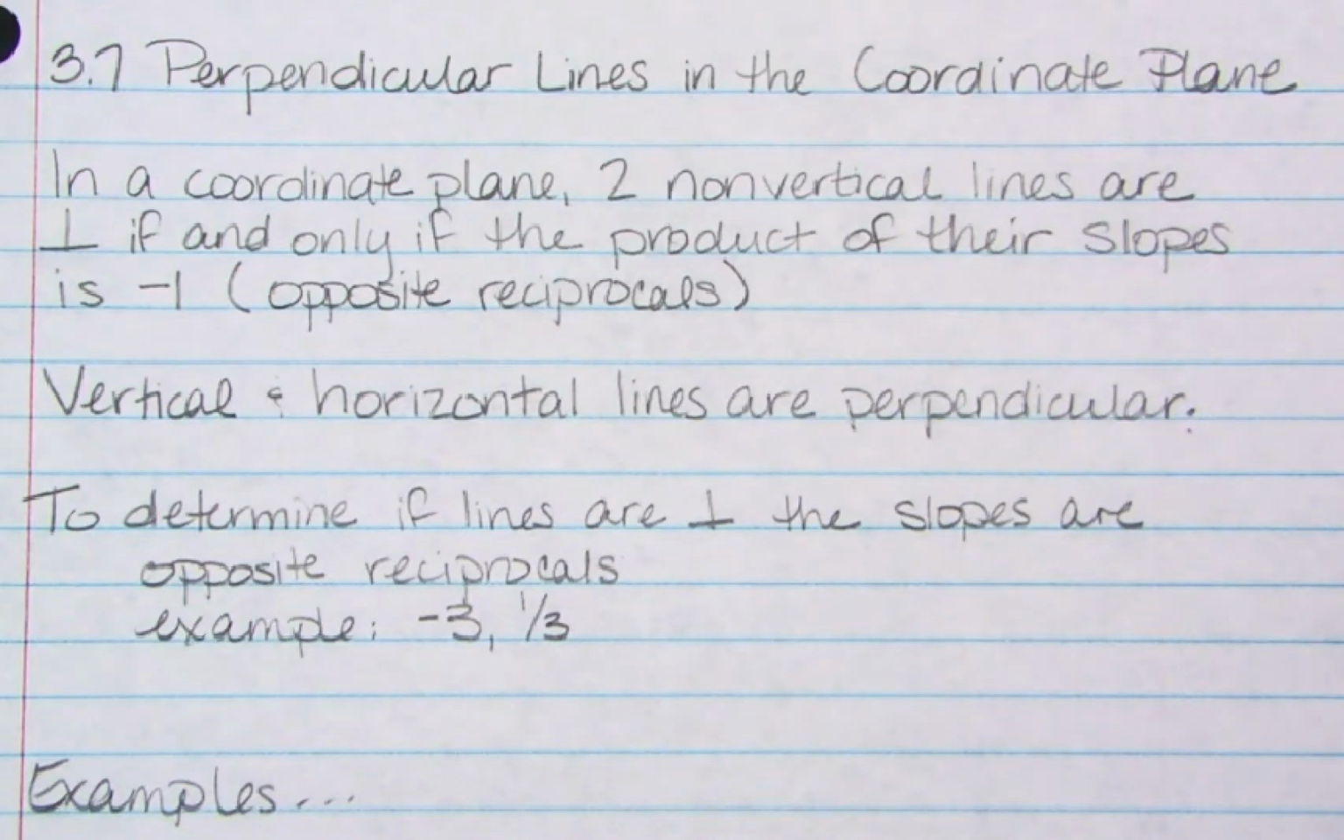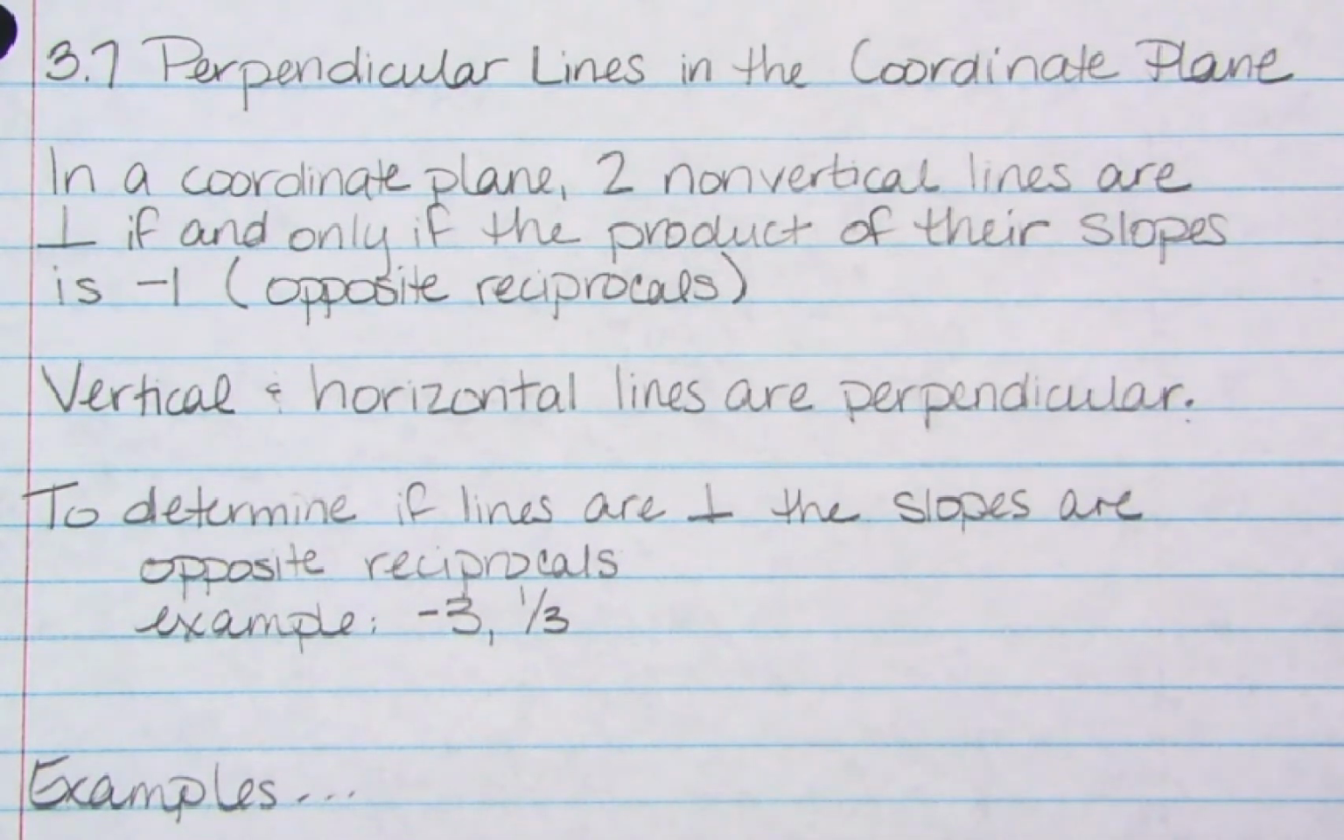Today's video is on lesson 3.7, perpendicular lines in the coordinate plane. In our last video, we learned about parallel lines in the coordinate plane and what happens with their slopes. So this is similar but a little bit different. In a coordinate plane, two non-vertical lines are perpendicular if and only if the product of their slopes is -1. Basically what that means is that the slopes have to be opposite reciprocals of each other.